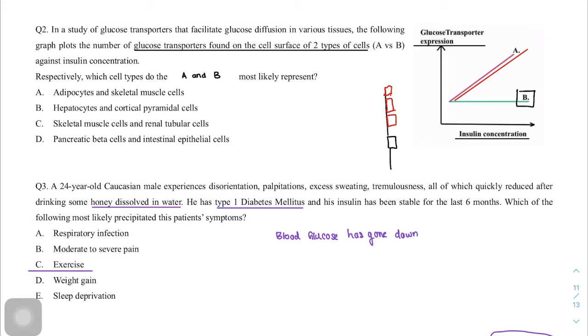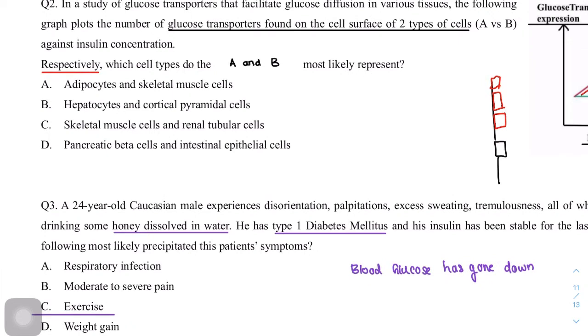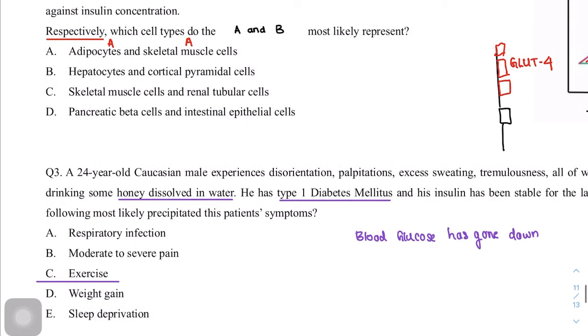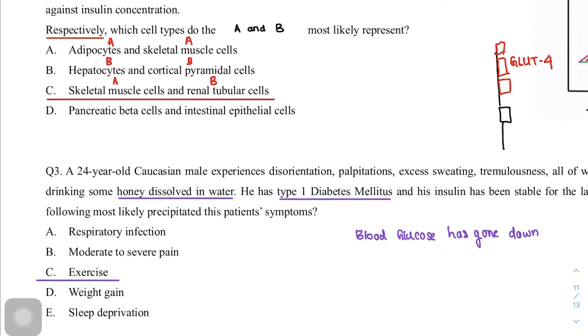And let's look at these. It asks respectively, so the first answer should be A and the second answer should be B. In this case, adipocytes will work through GLUT4 transporters, which is the insulin dependent one. This is correct. Skeletal muscles also group as a type A, so that can't be the answer. Hepatocytes, group B. Cortical pyramidal cells, group B. Skeletal muscle cells, group A. Renal tubular cells, group B. Here is our answer. We had to search for this and we got it.